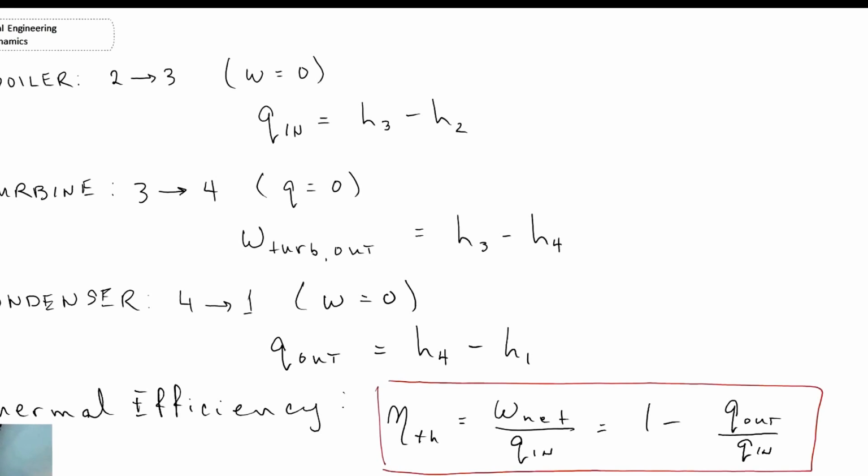That is the equation we can use to determine the thermal efficiency of the Rankine cycle. So what we're going to do now is go into a little more detail looking at each of the individual components and how they operate. We'll spend a little bit of time looking at the performance of each of the components within the Rankine cycle.